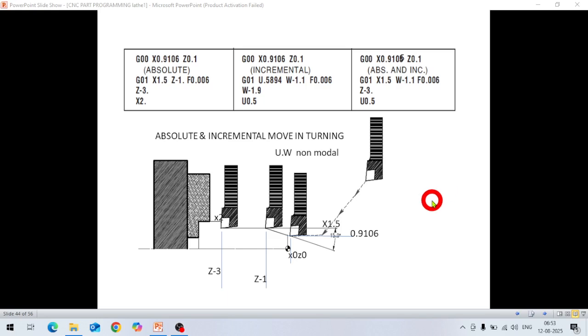So this way, these are the commands, how we have to give the commands in absolute mode, incremental mode, and in mixed absolute and incremental. So I think you have learnt how to give commands in turning like this.